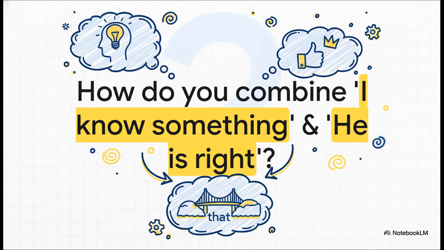So, let's start with a problem you've probably run into. You know how to say a simple fact, like, he is right. Easy. And you know how to say, I know something. Also easy. But how do you stick them together? How do you smoothly say, I know that he is right? That little connection, that's the magic trick we're going to master today.